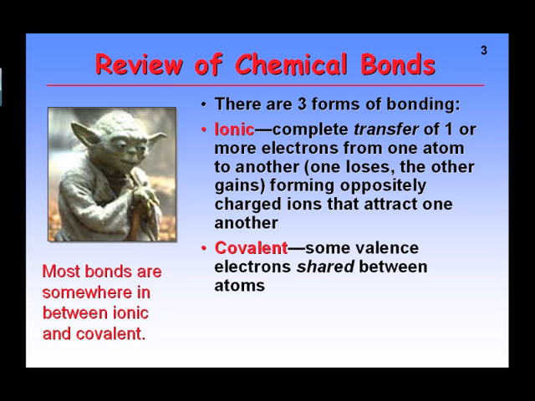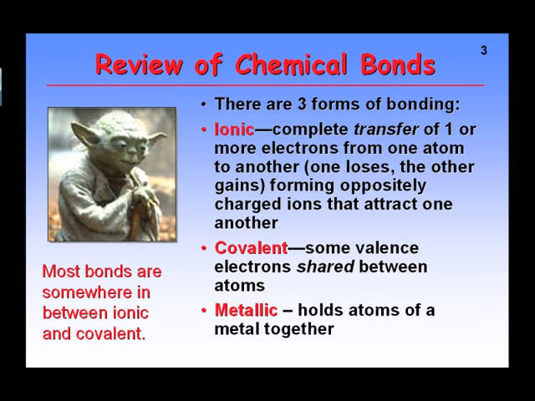The second type of bonding is what we're going to work with pretty much throughout this unit, and that is covalent bonding. This is where the electrons are actually shared between two atoms. They're not completely transferred as in ionic bonding. And then finally, metallic bonding is what holds the atoms of a particular metal together. We will briefly discuss metallic bonding, but the bulk of the time here will be spent on covalent bonding.